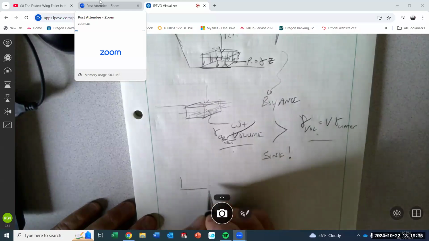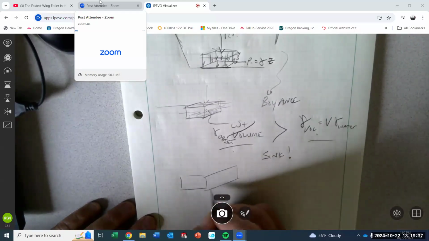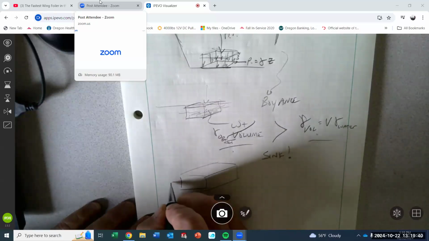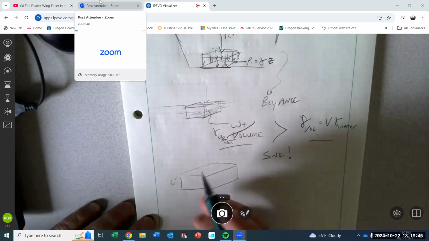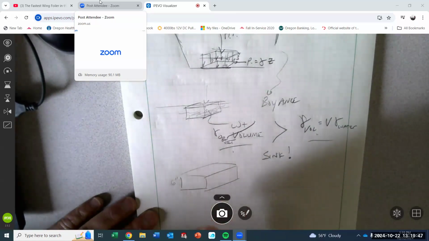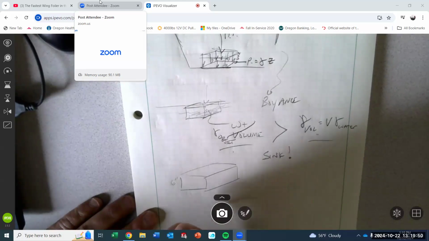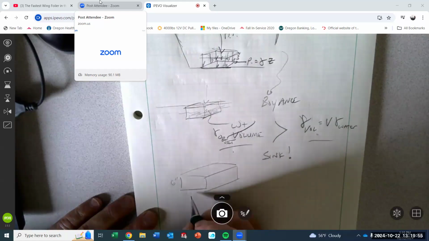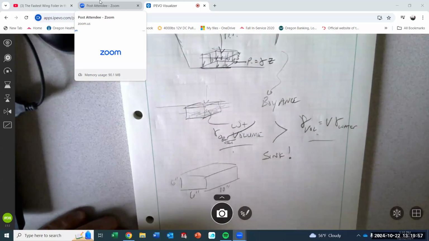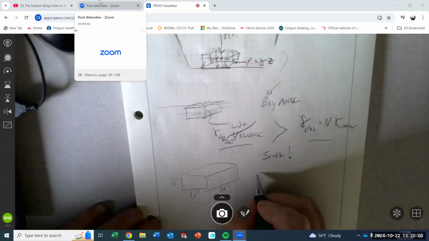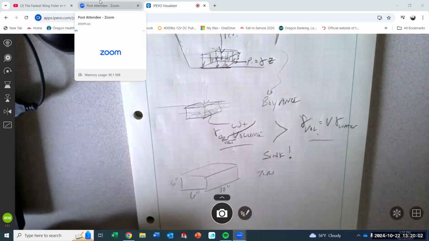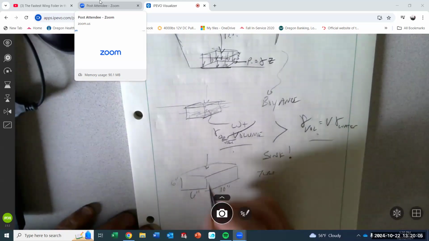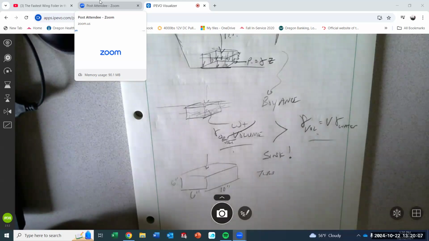So if we have an object, I'm just going to make this some very simple numbers. It's going to be 6 inches by 6 inches by 10 inches. All right, and we're going to say it weighs 7 pounds. So that's the weight coming down. 6 inches by 6 inches by 10 inches, okay?